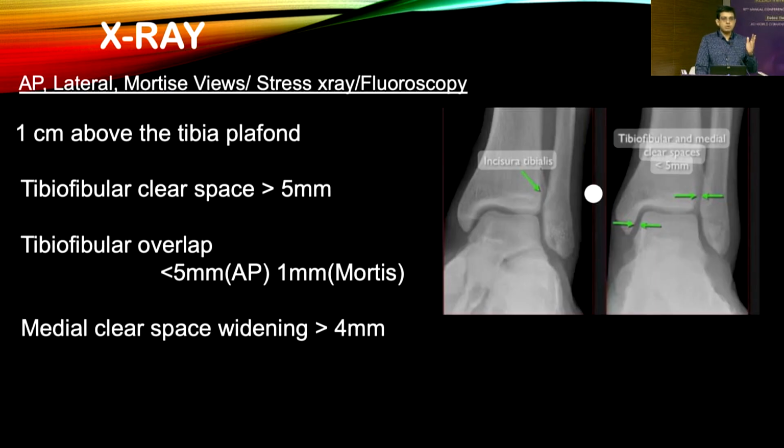So X-ray is always important, and you have to go for an AP, lateral and mortise view, and if possible a stress X-ray. If the patient can bear weight, you can take a weight-bearing film. And if you are in doubt, never hesitate to take the patient for a fluoroscopy in the ward. You have to look at about 1 centimeter above the plafond. You have to look for the tibiofibular clear space, the tibiofibular overlap and also the medial clear space.